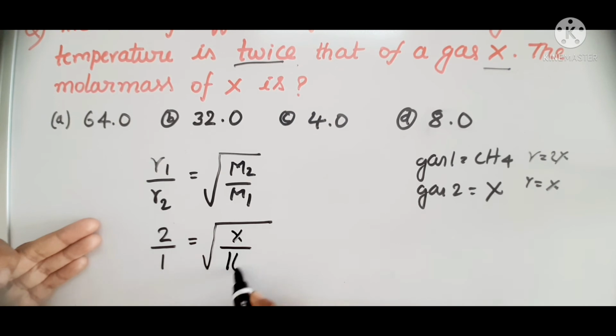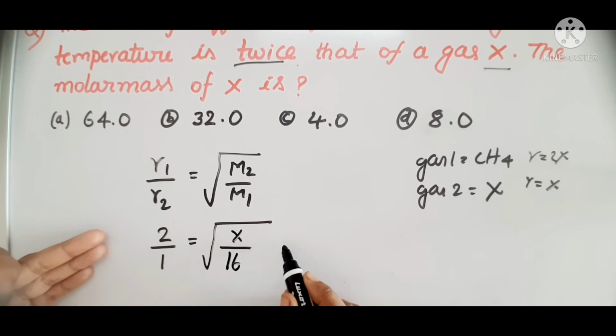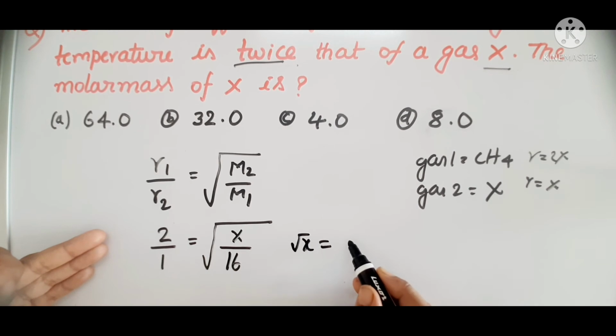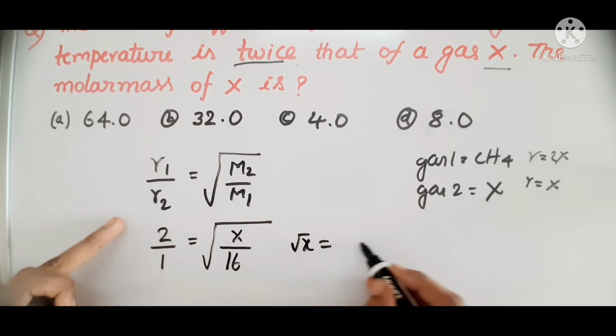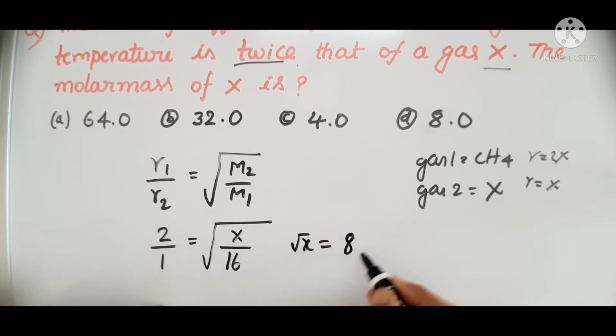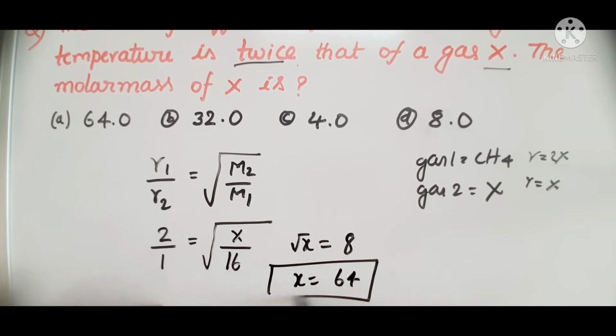That is 16, right? So when you solve this, you will have root x equal to, this will become 4, no? 4 into 2, 8, and x will be 64. It is very easy, no? The molar mass of gas X equal to 64. A is the answer.